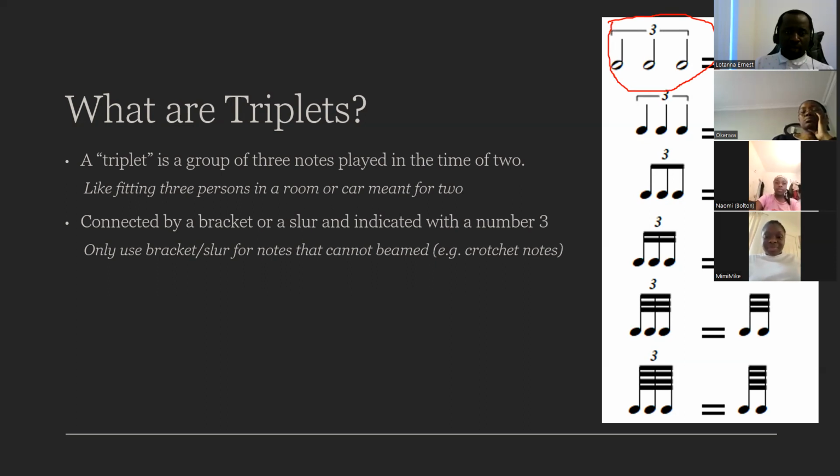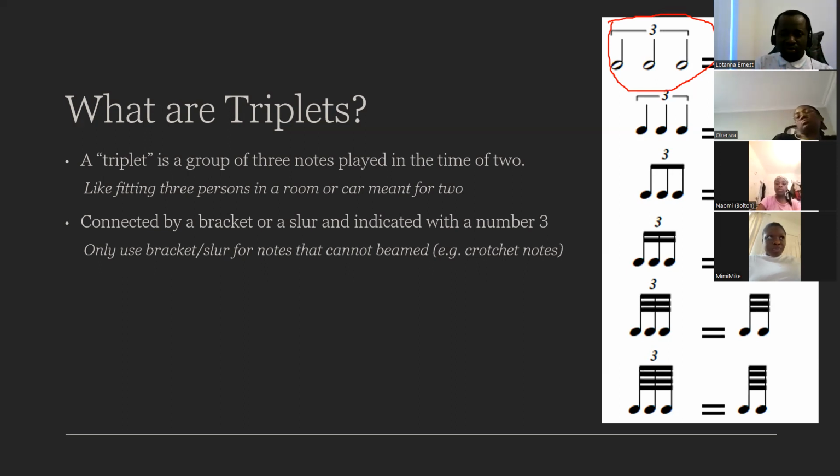Meaning notes. Am I right? The number one, they don't have beams. So that's why we put the bracket and then we had 3. So when you see something like this, it's triplets. It tells you to play these 3 meaning notes in the time of 2 meaning notes. So however you're going to play it, you're going to play these 3 notes equally.